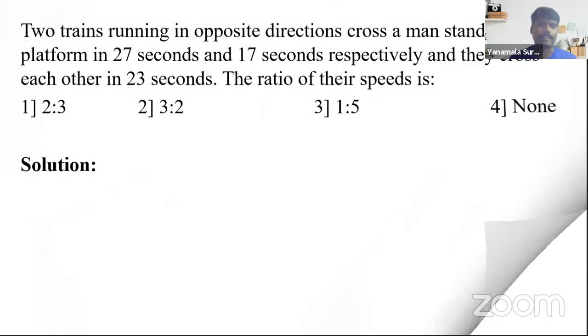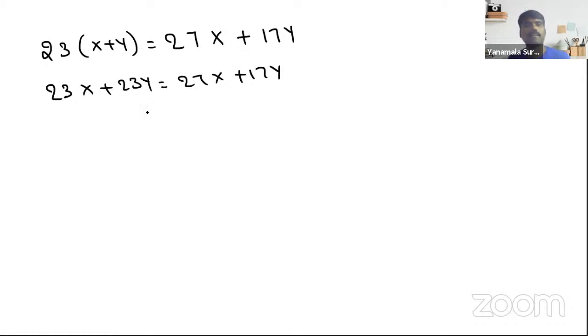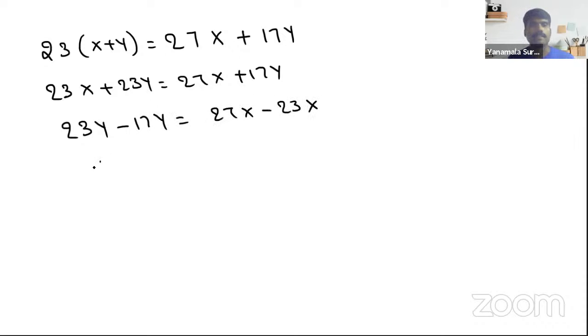Yes, correct. Now 23x plus 23y equal to 27x plus 17y. Take y on left hand side, x on right hand side. 23y minus 17y equal to 27x minus 23x. Now here it is 6y equal to 4x.